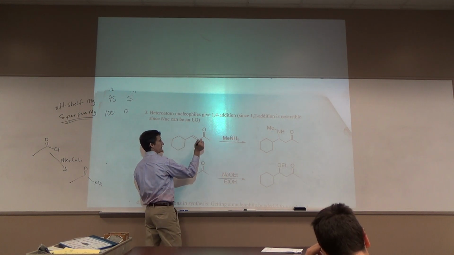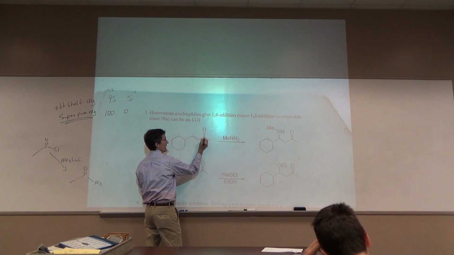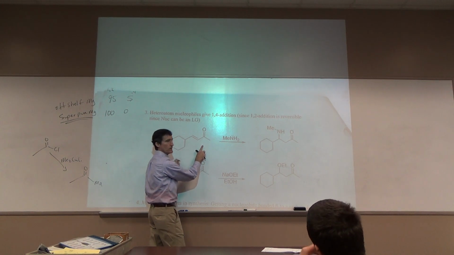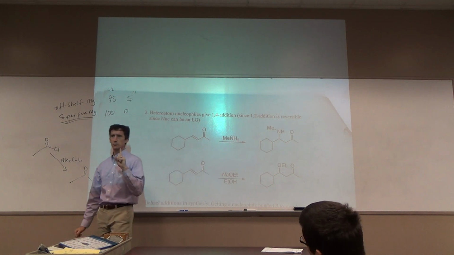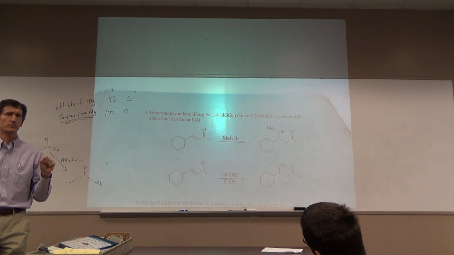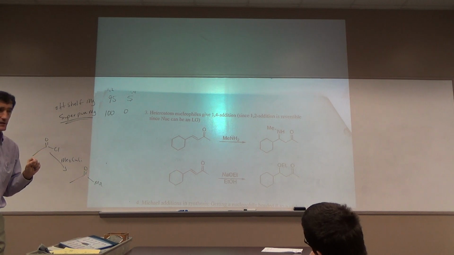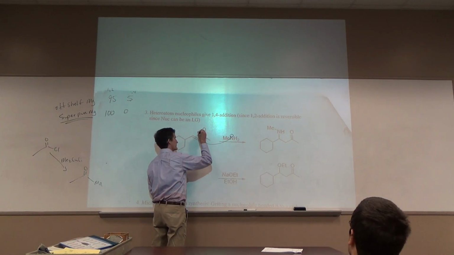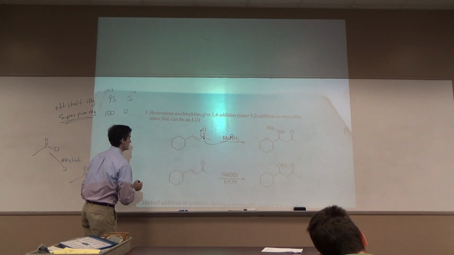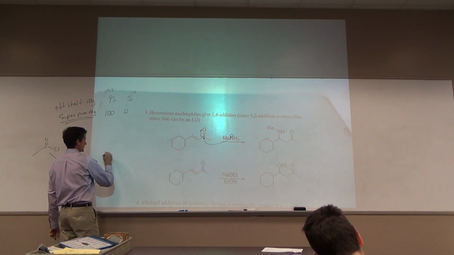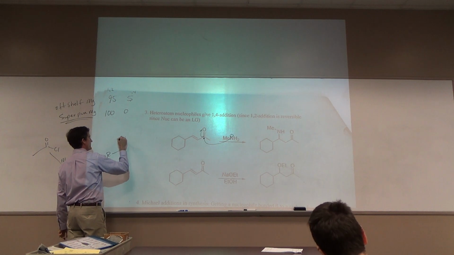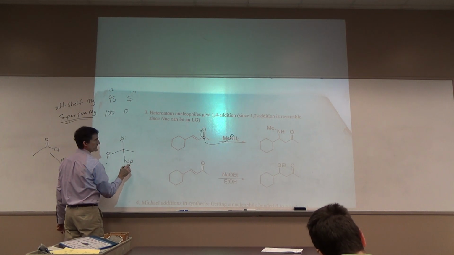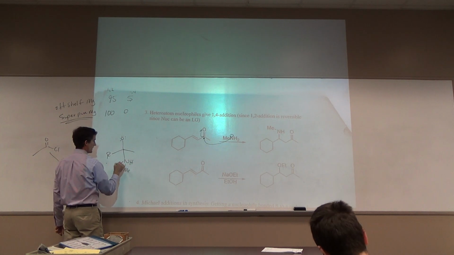Where's it going to add first? Carbonyl or beta? Beta. No, they don't add there. We said the 1,2 direct addition is your kinetic product. That means it's fastest and it's first. It adds here first. I'm just going to call this R, electrons up. We can get something like this, right?